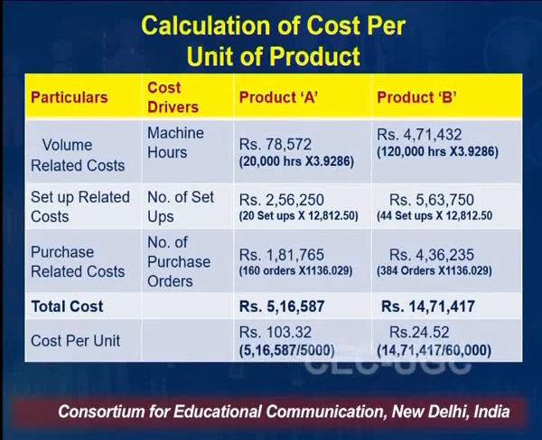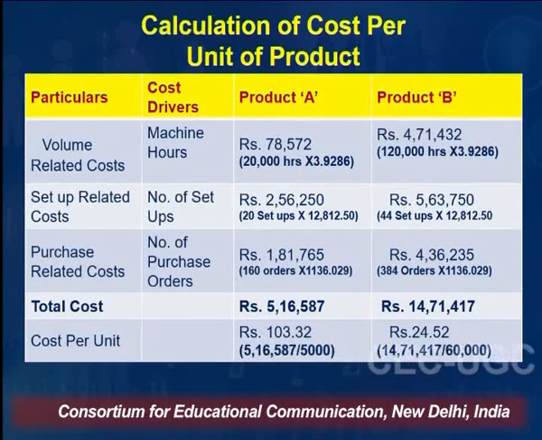Now we shall move on to the second cost driver, which is number of setups. So here the corresponding cost is setup related cost. It is calculated like this: 20 setups into per setup cost we have computed previously, multiply, and it is giving us the value of 256,250. The same process we shall follow for product B. For the third one we have purchase related cost, number of purchase orders we have. So number of orders multiplied by rate, it is giving us the value.